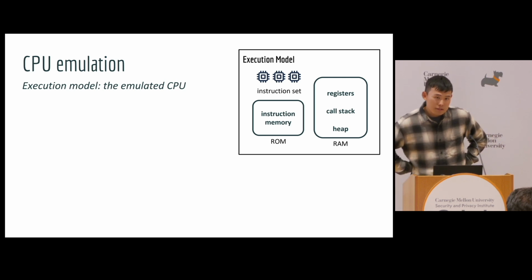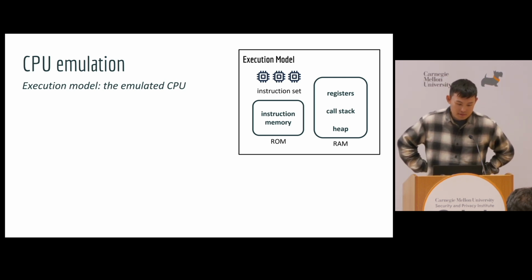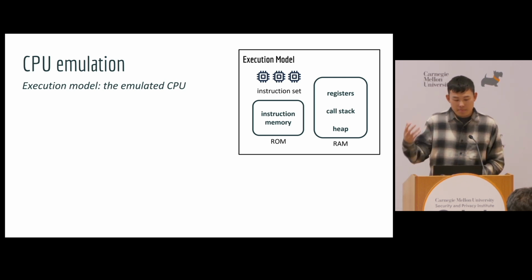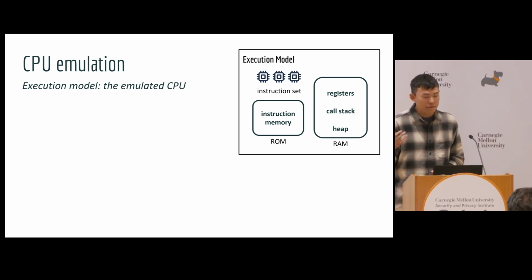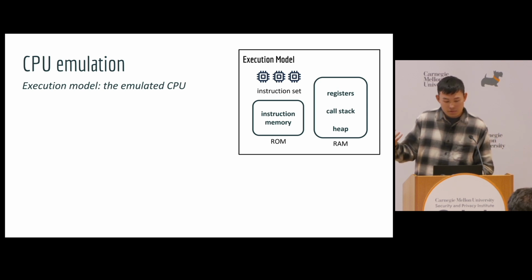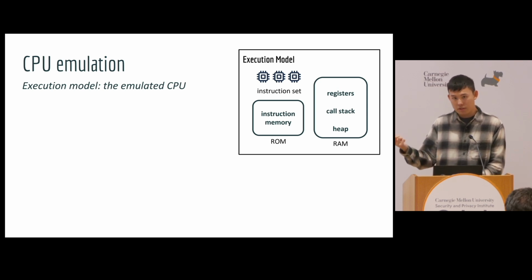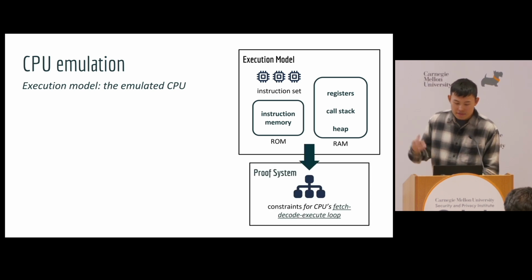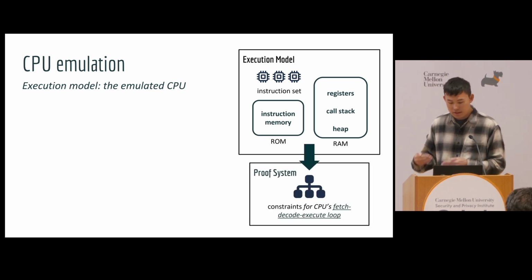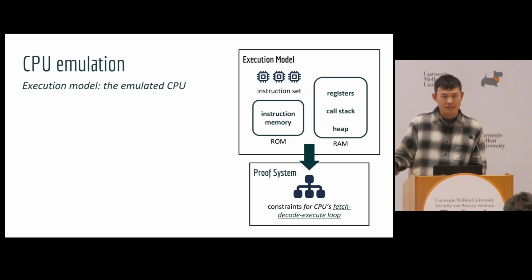The counterpart to direct translators are called CPU emulators. As the name suggests, it emulates the behavior of a CPU and also adopts the execution model of the emulated CPU. This includes components like an instruction set, instruction memory, some kind of a memory hierarchy, things you expect from a computer, and they're together compiled into a set of constraints that encodes a CPU's fetch, decode, execute loop.